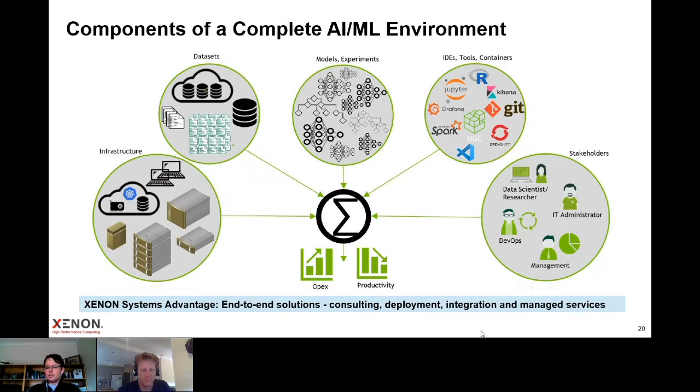the productization. And so with that, XENON Systems can provide complete end-to-end solutions from consulting, deployment, through integration, and all the way to managed services, where for some of our customers, we're also, after the deployment, completely managing the infrastructure for them on a day-to-day basis.